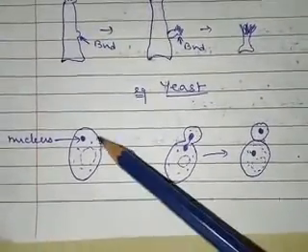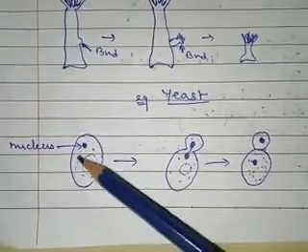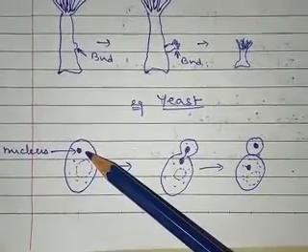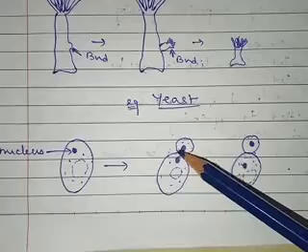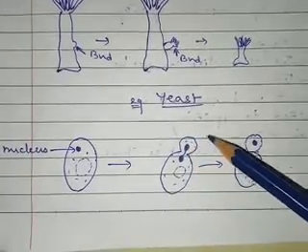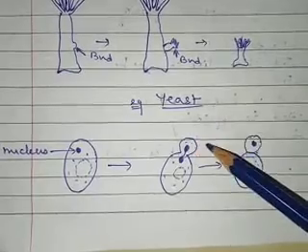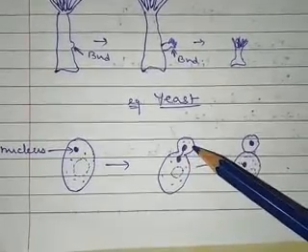So this is a yeast cell. It shows the nucleus. It is a single-cell organism. Here you see that in the yeast cell there is a bud formation, an outgrowth in the form of a bud takes place.